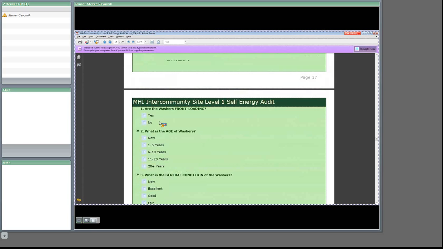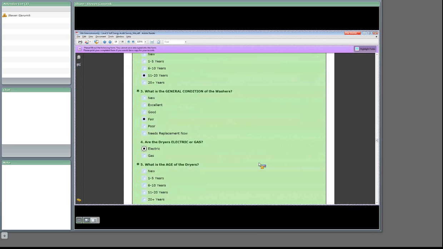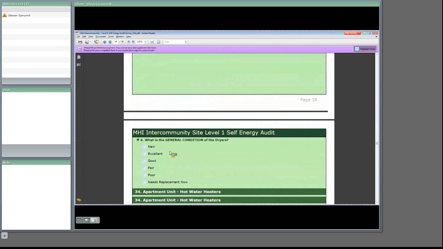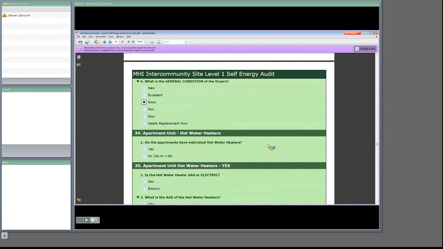In section 33, similar questions of common area laundry. Are the washers and dryers front loading? If they're owned by the residents, just give what the majority of them are. So let's assume that they're not front loading, mostly top loading, and the general age, again, and the general condition, and whether they're majority of gas or electric, and then with the dryer, general age, and what the general condition of those dryers are.